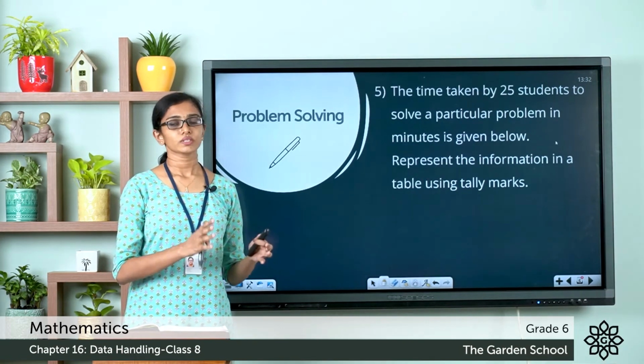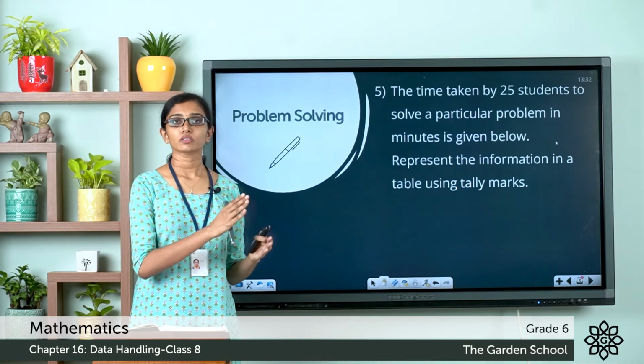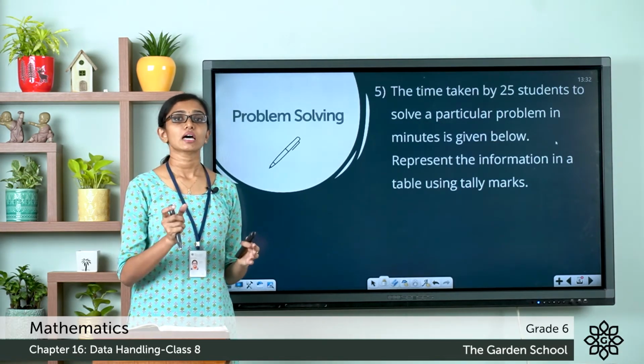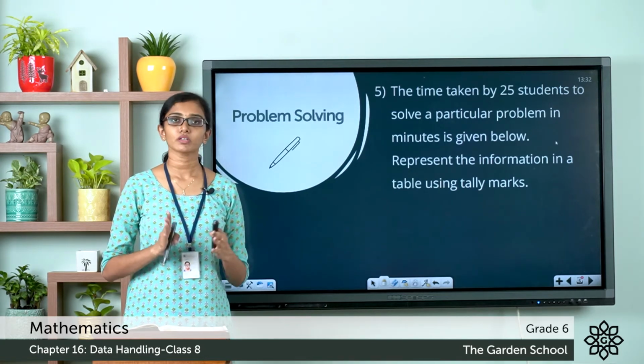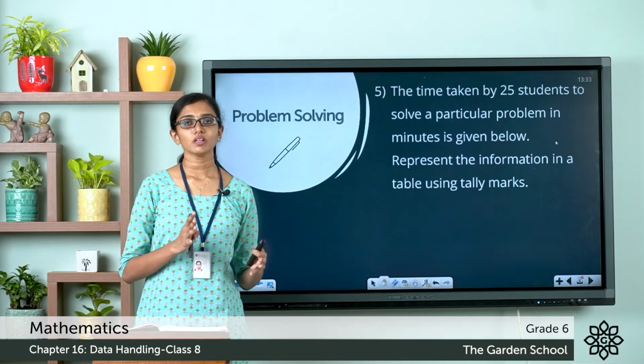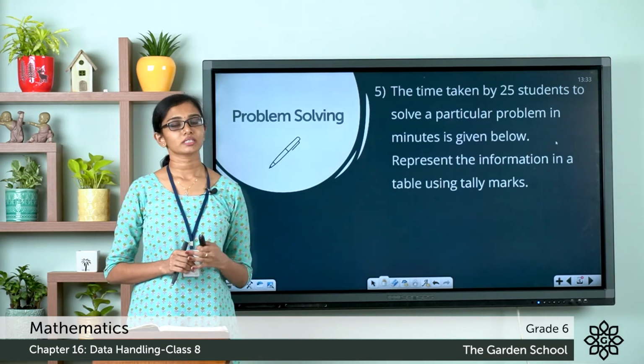For the table, you can have the first column as the student number, like student 1, 2, 3 and so on. The second column you can put as tally marks, and the third column as number of students. Once you are done with the table, you can easily answer the questions given here. That was about question number 5.